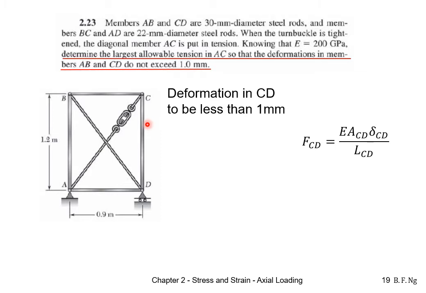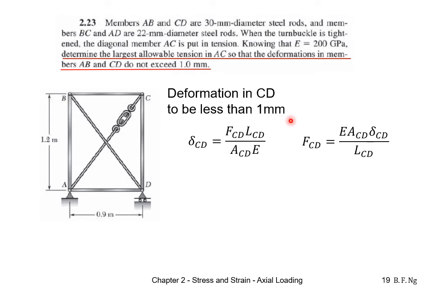We are told to find the largest allowable tension in AC such that deformation in AB and CD does not exceed 1 mm. In order to find the tension in AC, we will first need to find the force in AC. And the force in AC can be found using the forces in AB or CD, where the deformation criteria are provided over here. We are told that the deformation in AB and CD cannot exceed 1 mm.